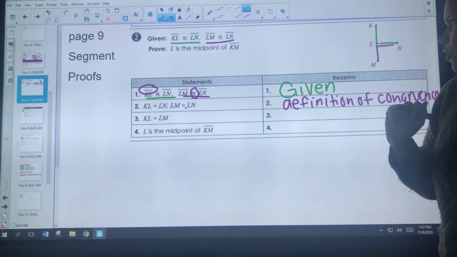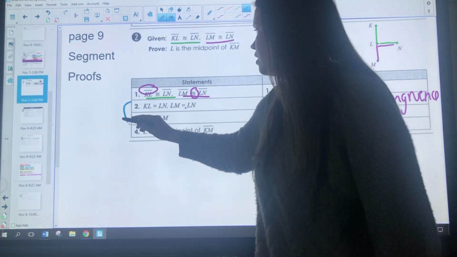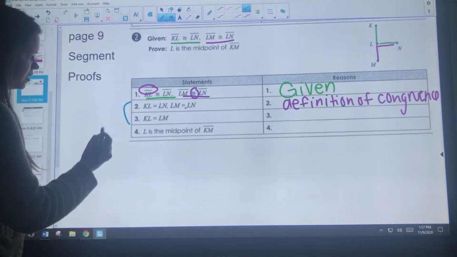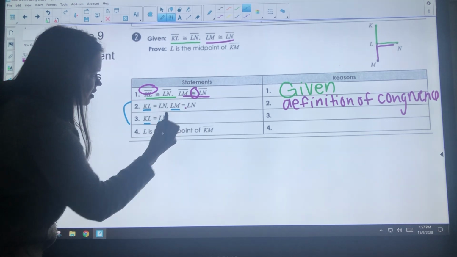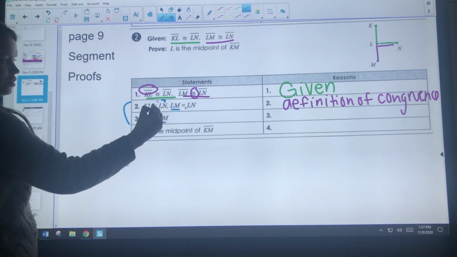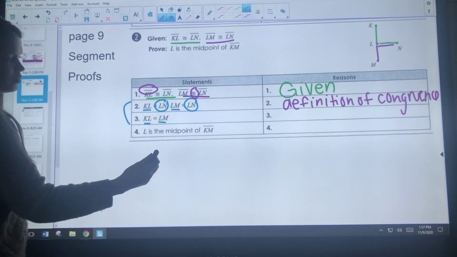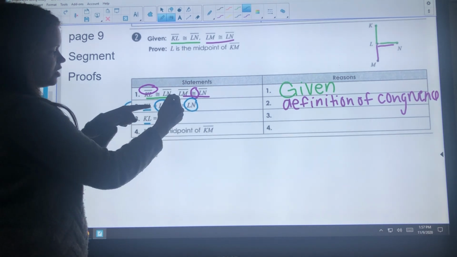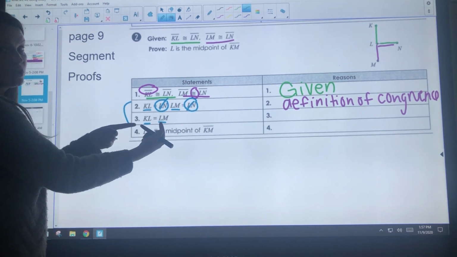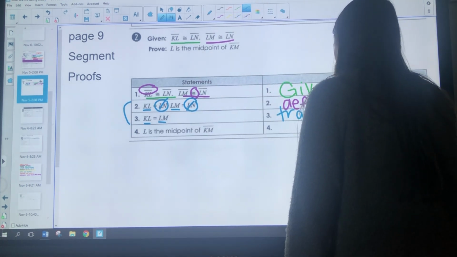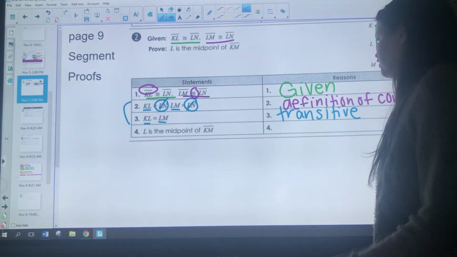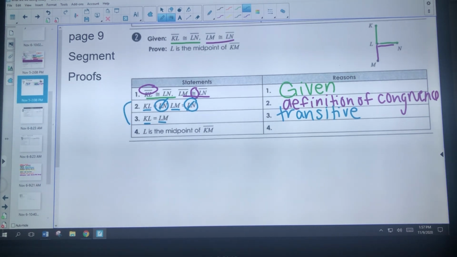All right, next row. This is a property from the other day. If you look at it very closely, KL is right here, LM is right here. They're both equal to LN. So when two things are equal to the same thing, then they have to be equal to each other. That's called the transitive property. So hopefully you've practiced recognizing that, and now you can spot it more easily.